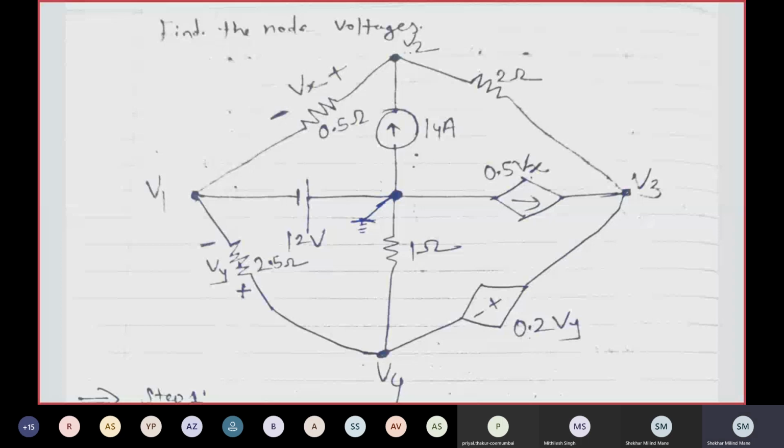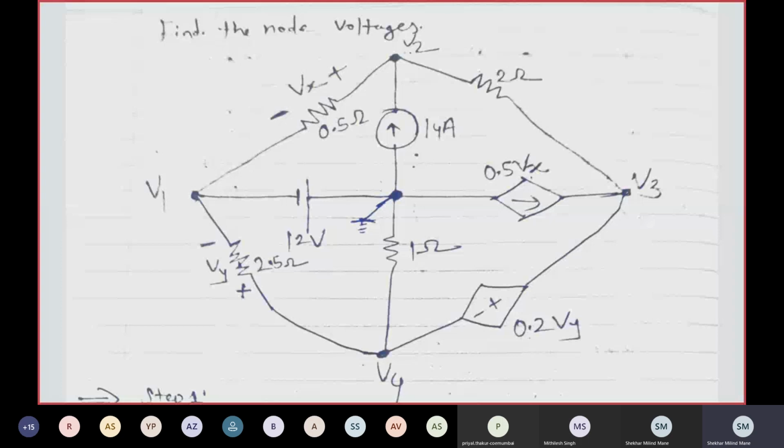V1 is equal to minus 12 volt. So there is no need to apply KCL at node V1. Now, since from observation, we always write the equations for control voltages or control current. So here control voltages are Vx and Vy. So what is Vx and Vy?